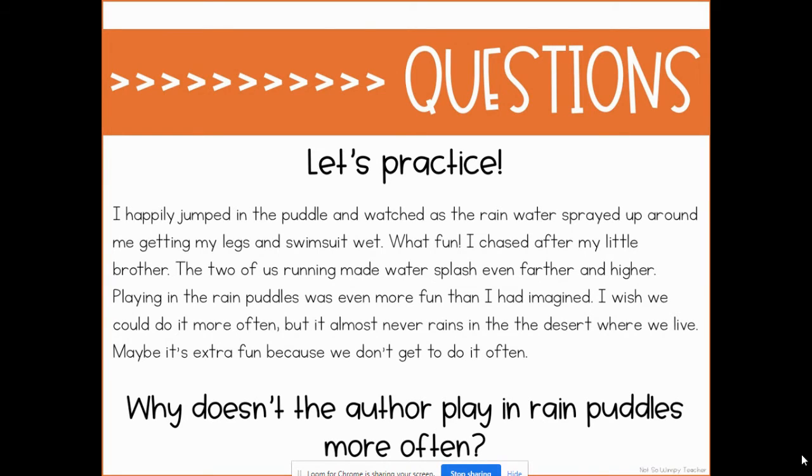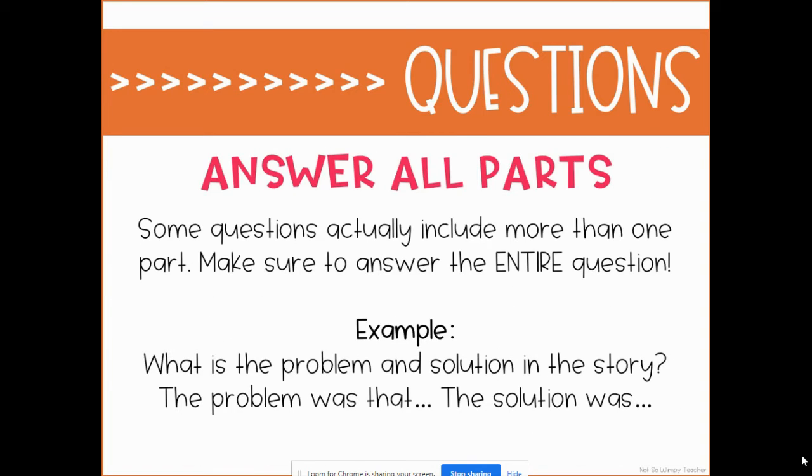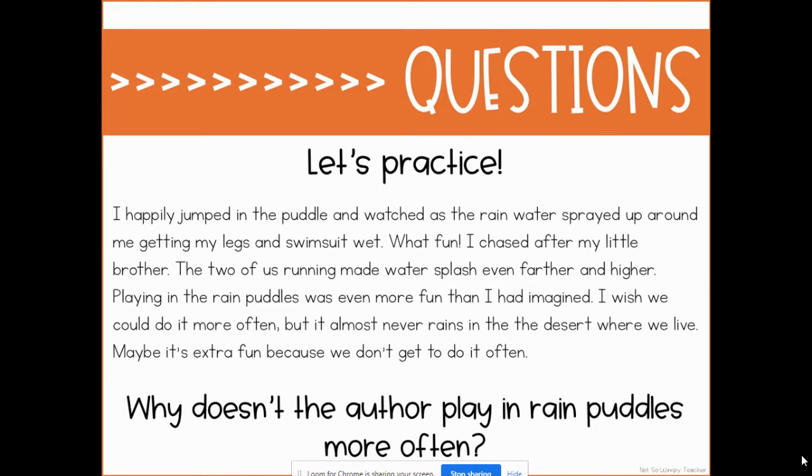Okay, we're restating the question for R. The author doesn't play in rain puddles more often because it doesn't rain very often in the desert where he lives. All right. The second part of RACE, answer all parts. Did we answer all parts about why the author doesn't play in the rain puddles more often? Yes, we did. Okay. Cite evidence. It says here, "I wish we could do it more often, but it almost never rains in the desert where we live. Maybe it's extra fun because we don't get to do it often." You could use any of that to cite your evidence.